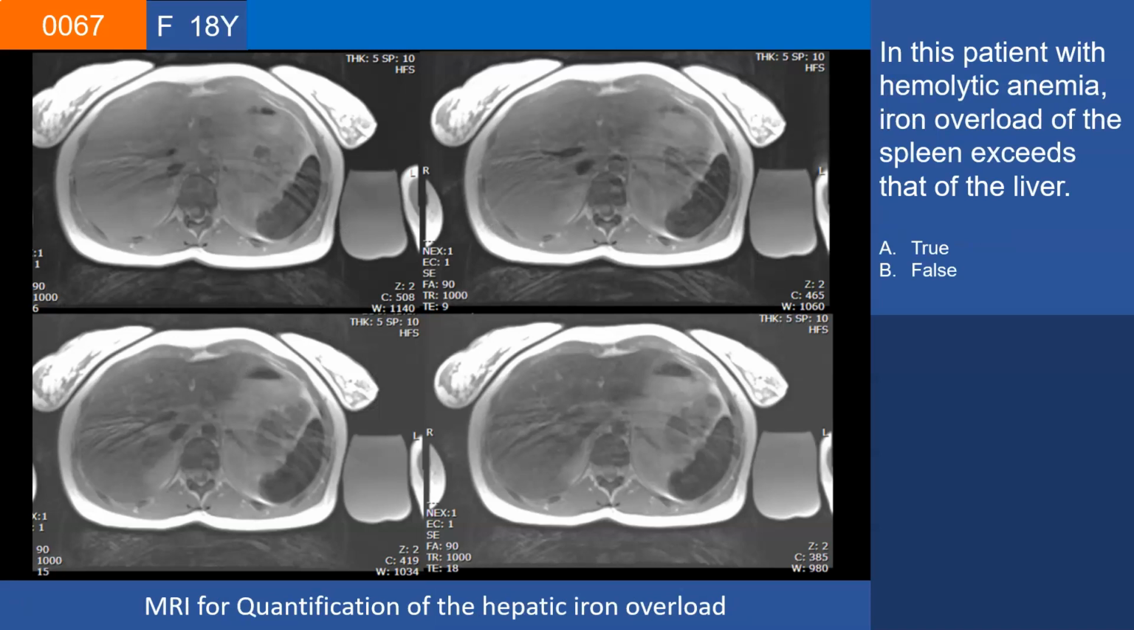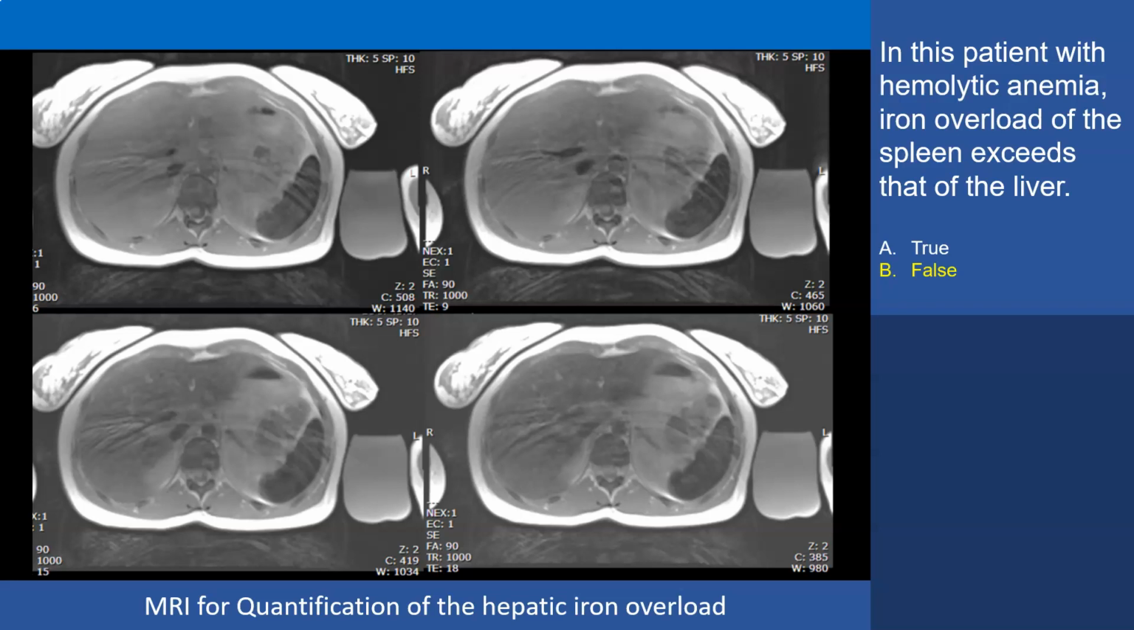Case 67. In this patient with hemolytic anemia, iron overload of the spleen exceeds that of the liver. True or false? We are provided here with MRI performed specifically for the quantification of the hepatic iron overload. We are having 4 different images with increasing TE. The TE of these images increase from 6 milliseconds to 9 milliseconds to 15 milliseconds and to 18 milliseconds in the 4th image. The correct answer is false.